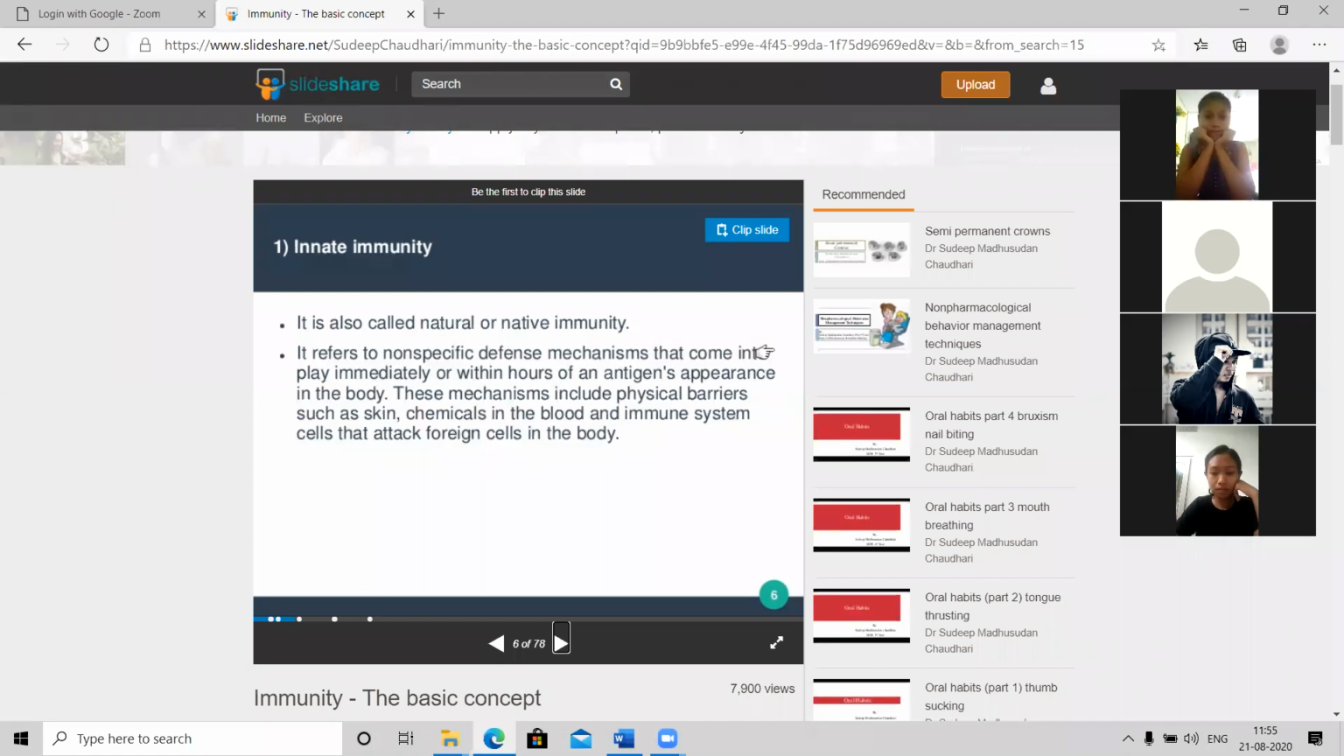So here it refers to a non-specific defense mechanism that comes into play immediately or within hours of an antigen's appearance in the body. So our innate immunity, native immunity, is like a non-specific defense mechanism. That immunity is not present in the human body to work only against a particular antigen. It will work or fight against any antigen that comes in contact with your body. It will not try to identify whether it knows this antigen or not. It will fight against any antigen that comes in contact with your body.